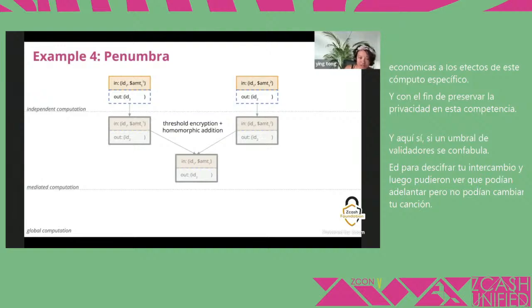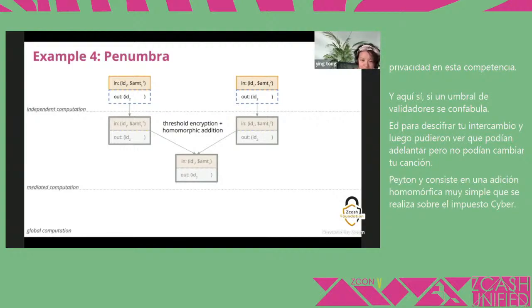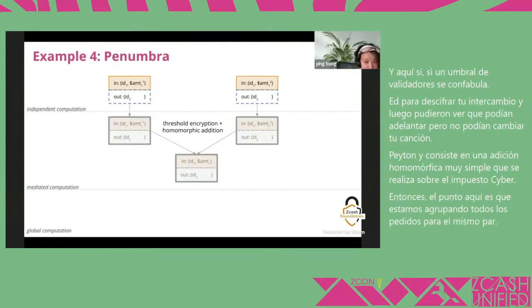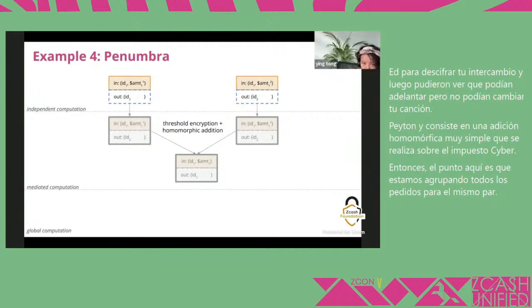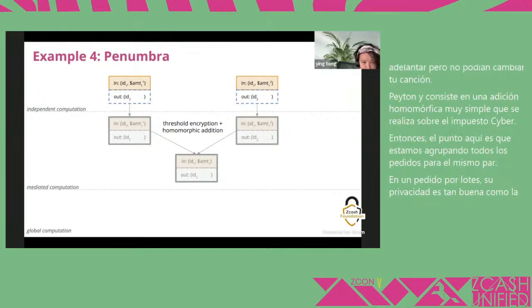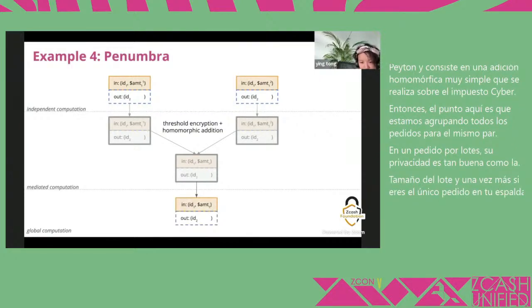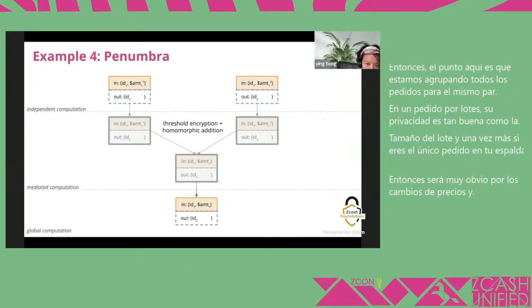So the mediated computation phase that all the validators participate in consists of a very simple homomorphic addition that's done over the ciphertext. So the point here is that we're batching all the orders for the same pair into a batch order. And so your privacy is as good as the size of the batch. And once again, if you're the only order in your batch, then it will be very obvious from the price changes to recover your order.